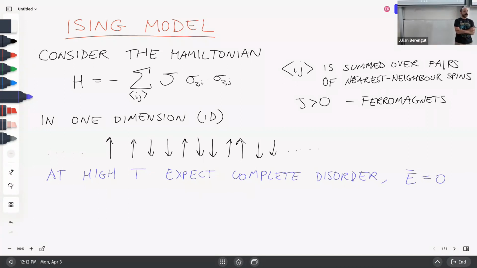Another way of saying that would be to say that the correlation between, did I talk about correlation last time? I don't remember. No, I didn't. Come back to that then on a different point. Forget about that one. Okay, what about at low temperature? What about at T equals 0? What do I expect to happen at T equals 0?